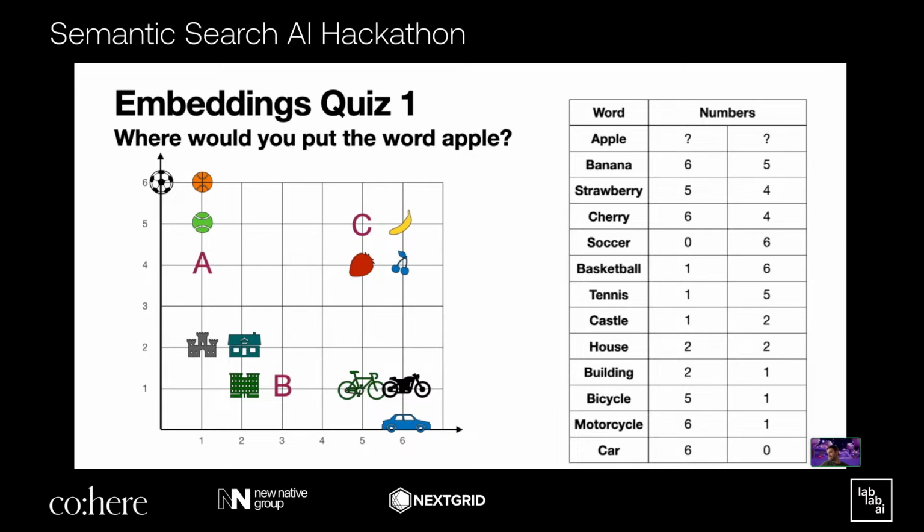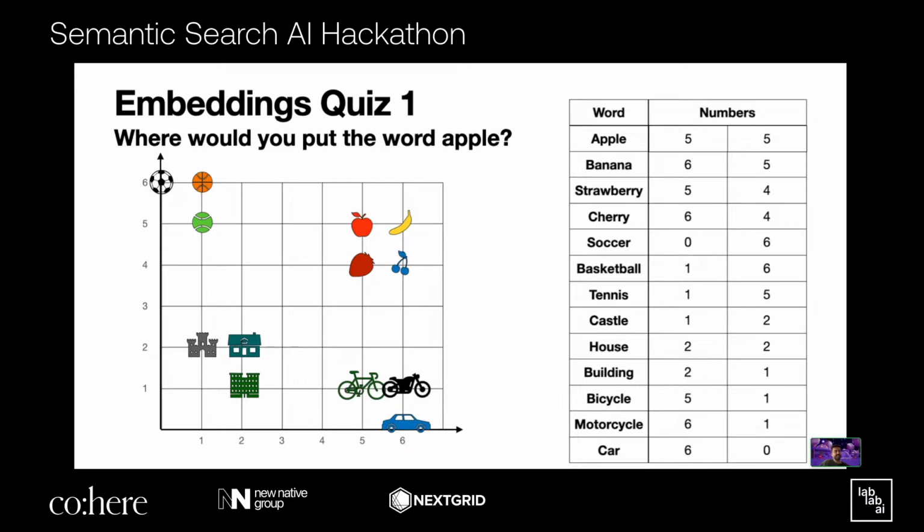I see someone saying C. Very well. Yep, everybody's correct. I see a lot of C's. I would also put it in C. And why would I put it in C? Because the point of embeddings is that similar words are close by and different words hopefully are far away. So the coordinates for apple could be 5, 5, for example. Could be a lot of things.